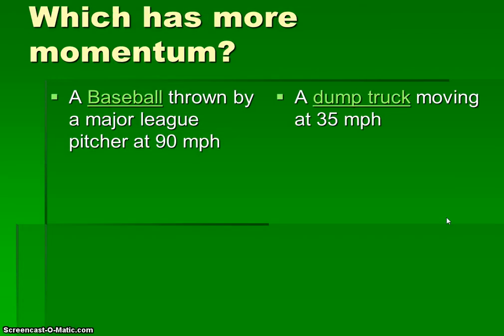Okay, so just as a practical kind of question, if you have a baseball and a dump truck, which has more momentum? Well, it does depend on how fast they're going. A baseball thrown 90 miles an hour does have momentum because it has mass and velocity. But compare that to the momentum of a dump truck, which is going slower, only 35 miles an hour, but you know that the dump truck is much heavier. So in fact, the dump truck is going to have more momentum than the baseball.